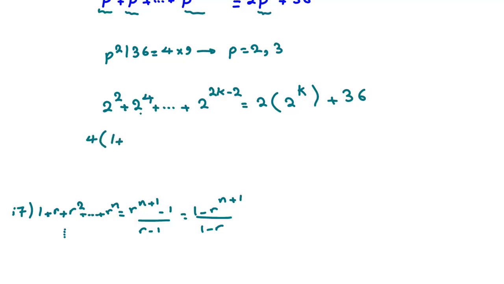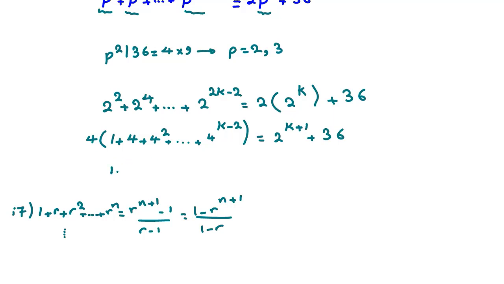Here we can factor out 4 squared. It will be 1 here. This one will be 2 squared, or 4. The next one is 4 squared. And the last one is 4 to the k minus 1, because we factor out 4 to the k minus 2. Here it will be 2 to the k plus 1 plus 36.